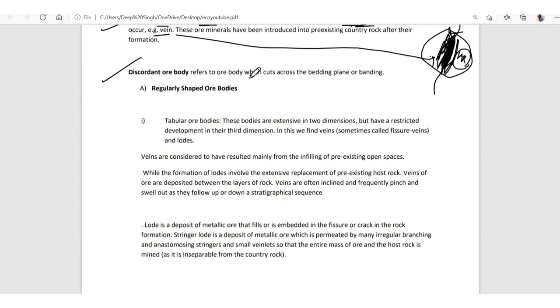So discordant ore body refers to the ore body which cuts across the bedding plane or banding. These are of two types: regularly shaped ore bodies, which are tabular ore bodies. They are extensive in two dimensions but restricted in the third dimension. So they are also called fissure veins or lodes.